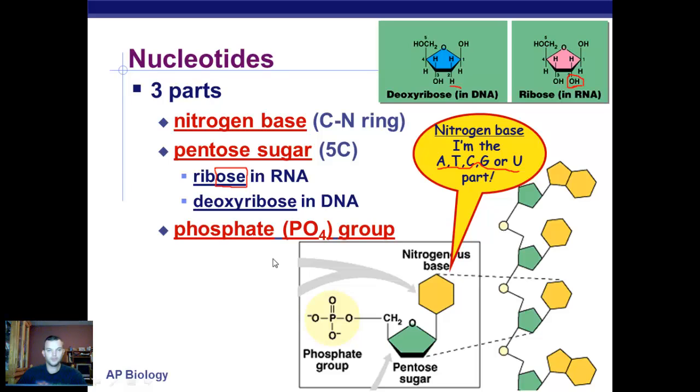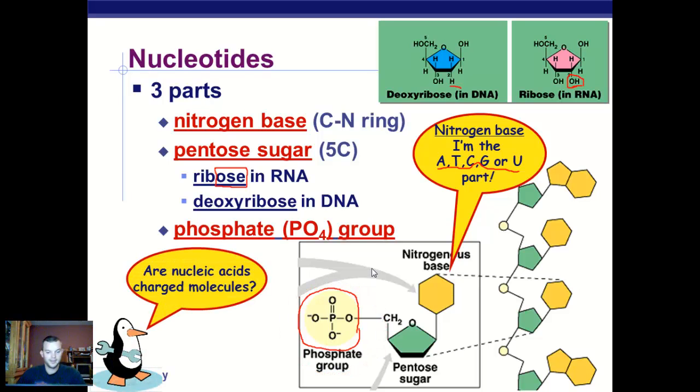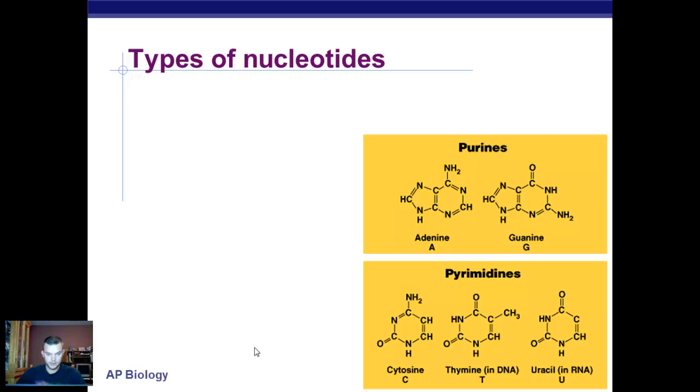And then there's also a phosphate group. We talked about sugar phosphate in sophomore biology, and now you have a better idea of what a phosphate group is because of us talking about all of our functional groups. You can see the phosphate group which I just circled there. The little penguin is asking whether this is a charged molecule. Hopefully you can figure out that yes, it is, because it has a phosphate group attached to it.